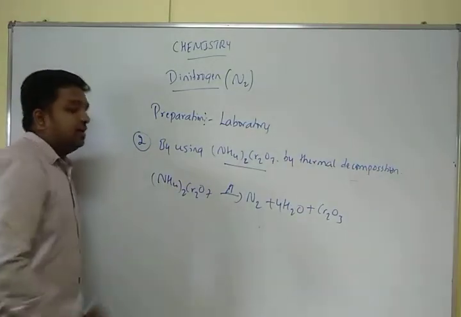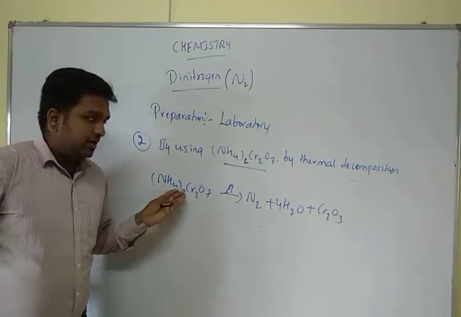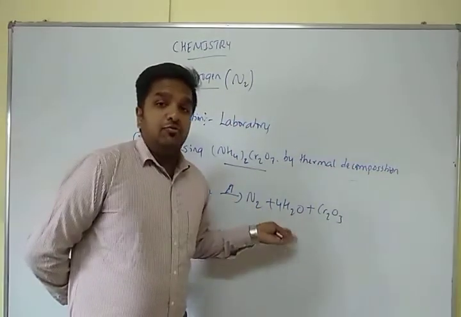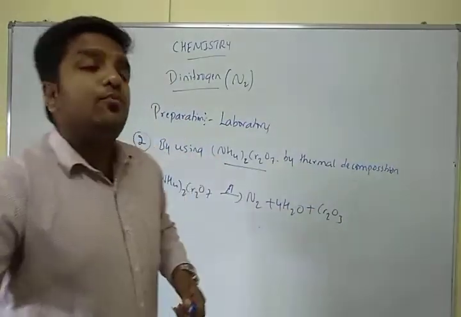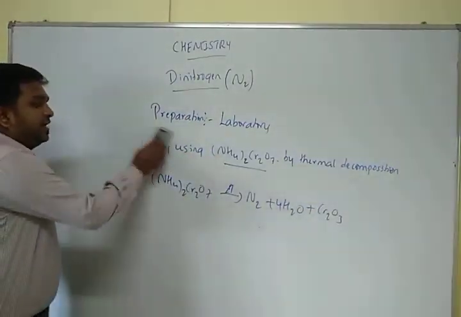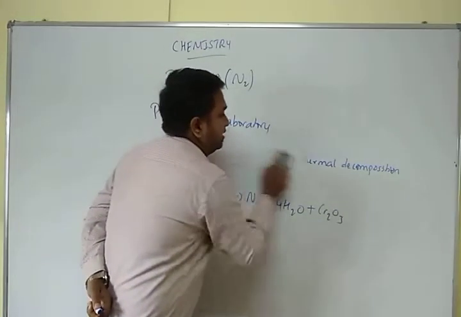So this is the second one. That means we are just thermally decomposing the ammonium dichromate in order to get the dinitrogen and 4 molecules of water and Cr2O3 as the byproduct. These are the two important methods of preparing dinitrogen in the laboratory. Now let us look at the properties of dinitrogen.